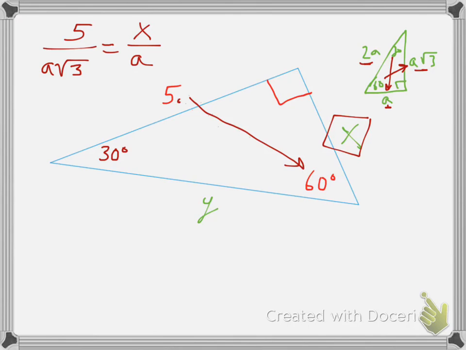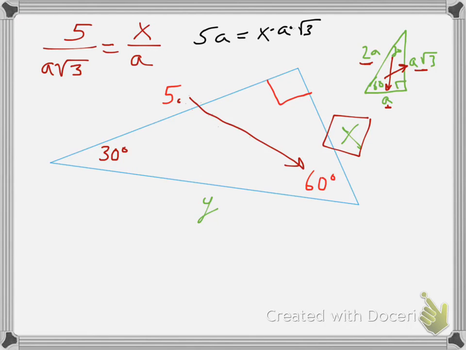5 is to a root 3 in the model, as x is to a in the model. And there's your proportion. Cross multiply, and you have 5a is equal to, well, this may be a little complicated, but notice you have x, you have a, you have the square root of 3. None of those are like each other. They're all different. So just x times a times the square root of 3.